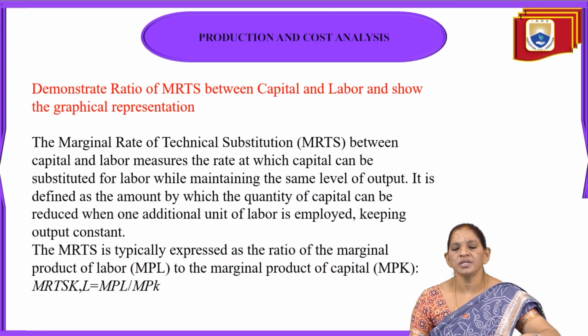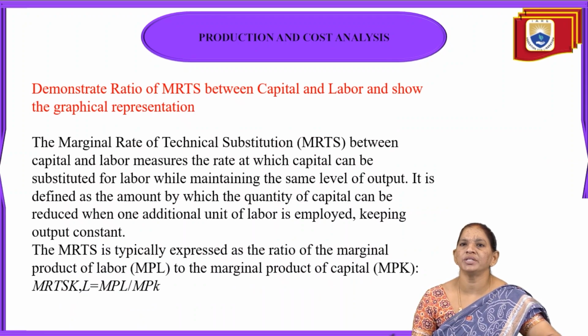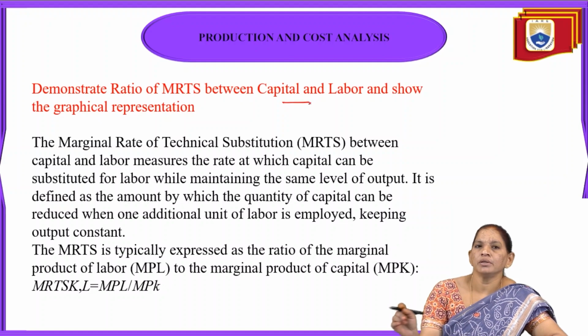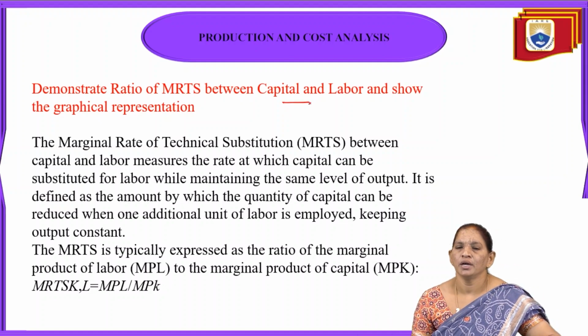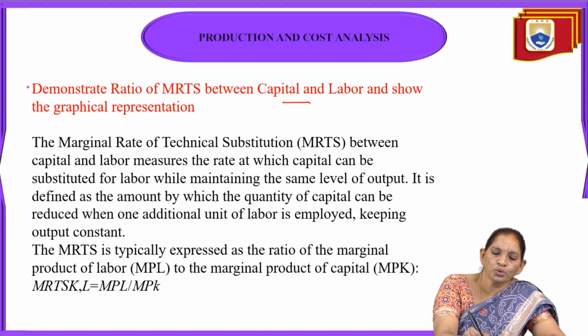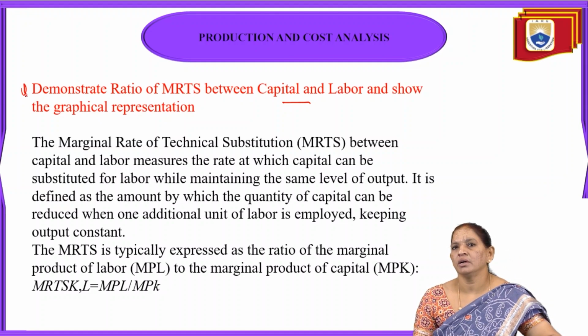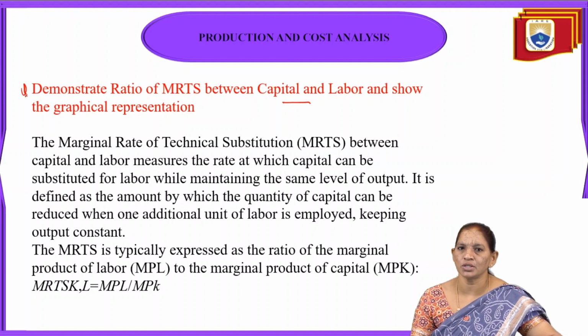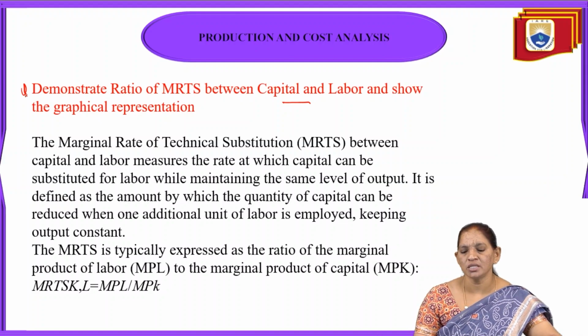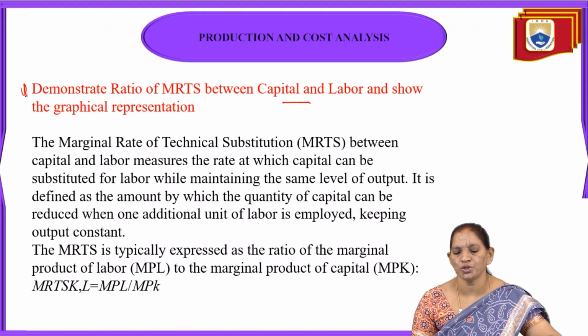Next, demonstrate the ratio of MRTS between the capital and labor graphically. So already we should know what the marginal rate of technical substitution is. We want to demonstrate how it takes place between the fixed factor, like capital, and the variable factor, like labor, which we can analyze graphically. So first we will see what the marginal rate of technical substitution is.